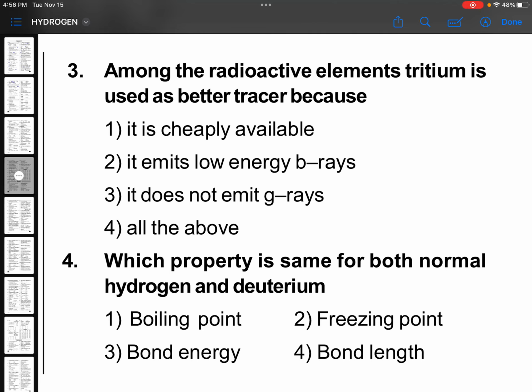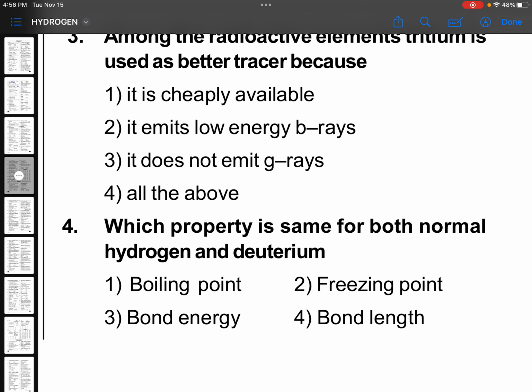Tritium is not cheaply available, because tritium is very rarely found actually. It does not emit gamma rays. This is also true. Second and third are both true, but I don't think it is cheaply available. So 2 and 3 are correct, not all the above. Cheaply available we can answer because it is 10 to the power of 18 times. When you see protium, it is only one part present. So how is it going to be cheap?